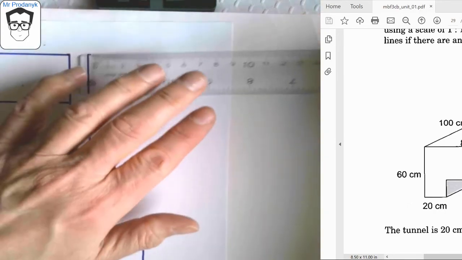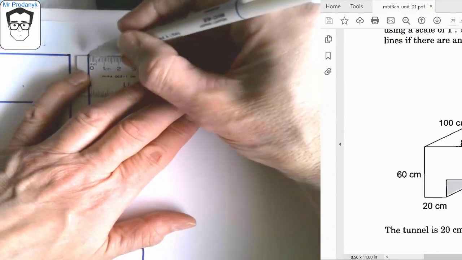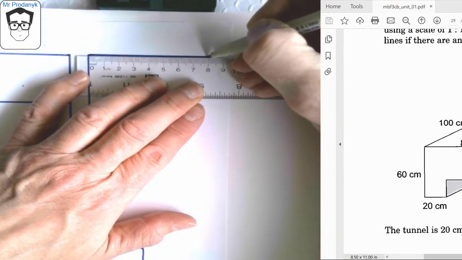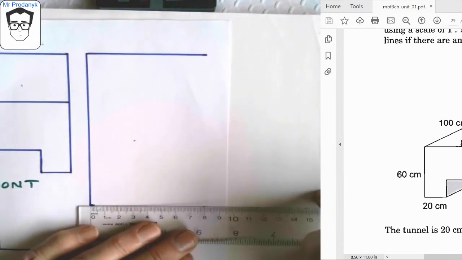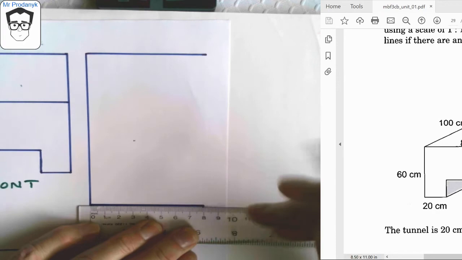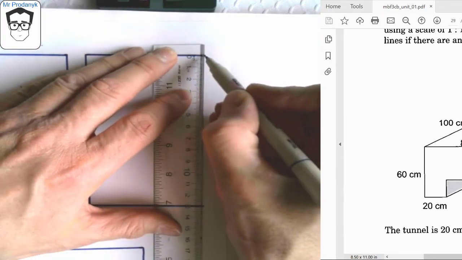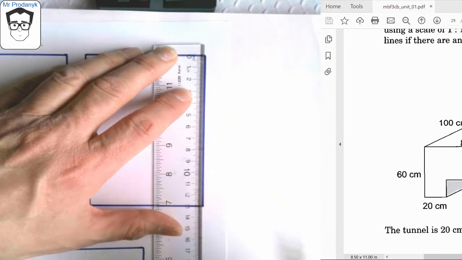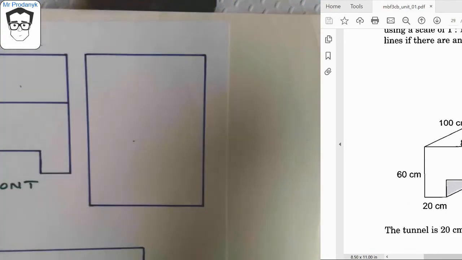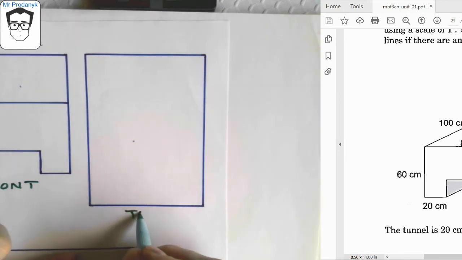And it needs to be 8 centimeters wide. Come across here to 8. And over here I go across to 8. Join up these two sides. This is my top projection, looking down perfectly from the top. Okay, so this shape has a footprint of 8 by 13, so this is my top-down view.